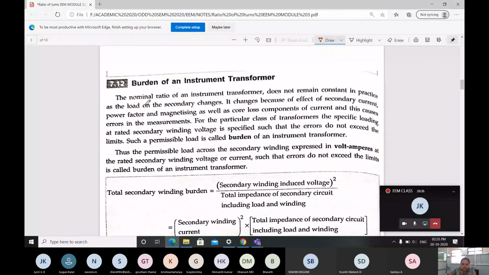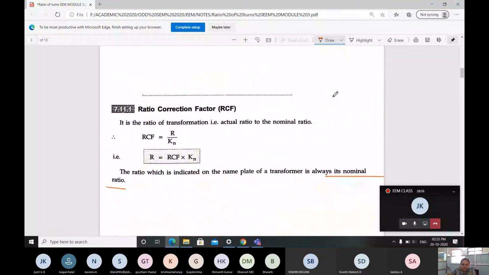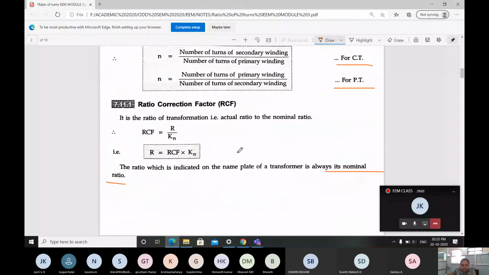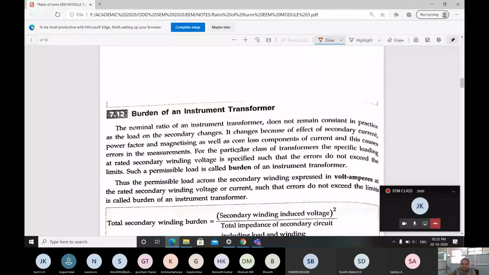Then the next topic is the burden of an instrument transformer. Let us go through it here. The nominal ratio of an instrument transformer does not remain constant. The nominal ratio that we defined is the rated primary current to the rated secondary current. But the actual one is not going to be a constant value.